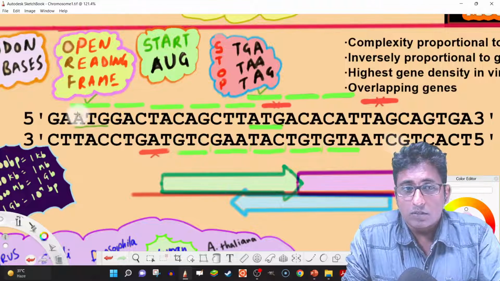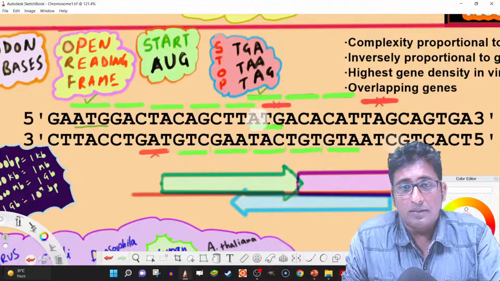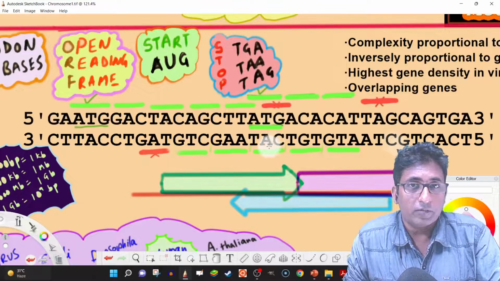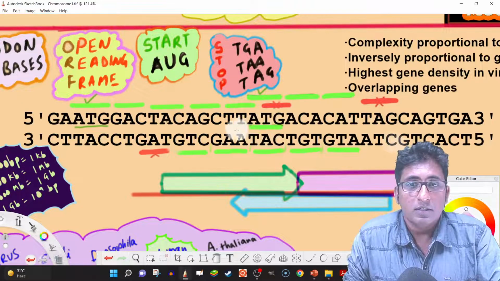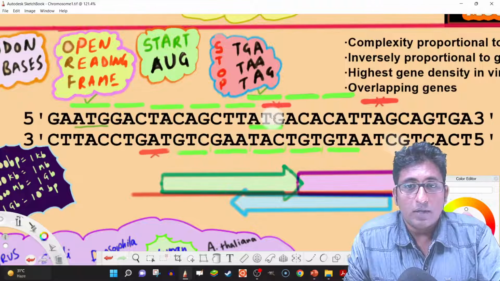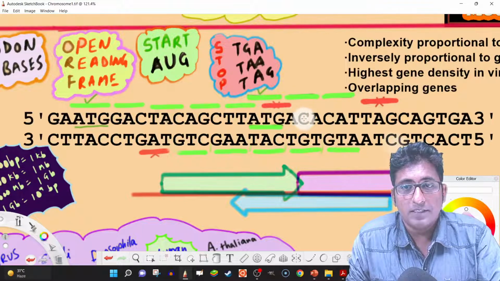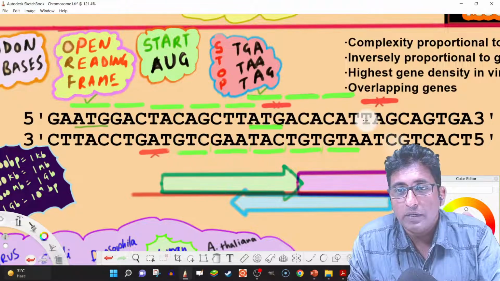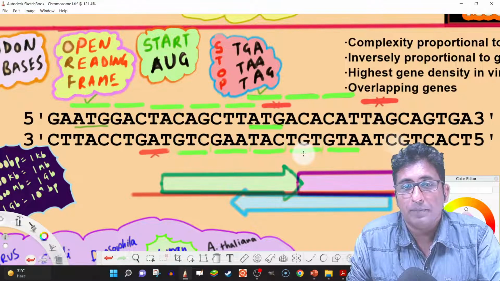Just because we find one open reading frame doesn't mean that's the end of it. There could be multiple other open reading frames in the same stretch. For example, another ATG starts here in this reading frame: ATG, ACA, CAT, and TAG, which is a stop codon. So this small stretch could be another open reading frame.